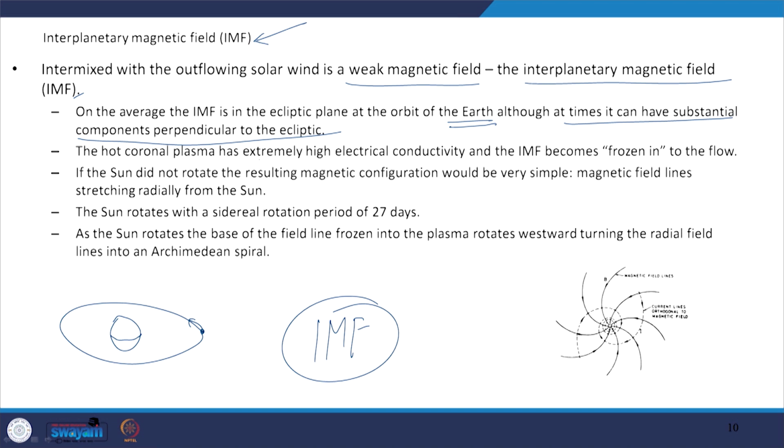The hot coronal plasma has extremely high electrical conductivity, and the interplanetary magnetic field becomes frozen into the flow. So, solar wind is intermingled with this magnetic field. If the sun did not rotate, the resulting magnetic configuration would be very simple. Of course, like I said, it is only the differential rotation which is causing all of these things to exist to begin with.